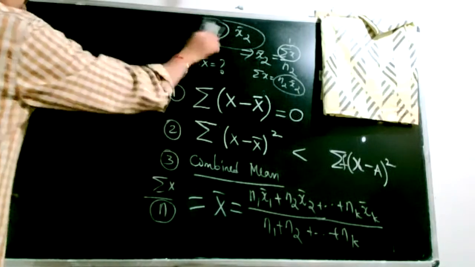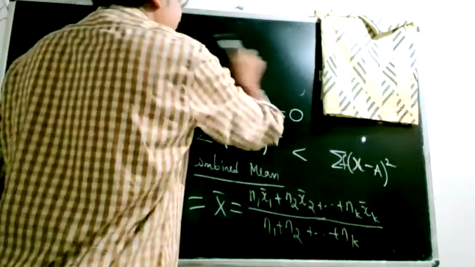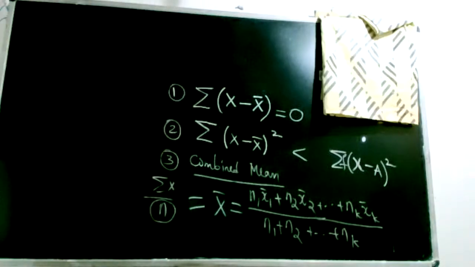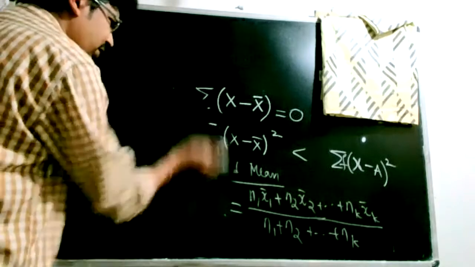So these are the three important properties of arithmetic mean. Let us look into some numerical problems on obtaining AM as well as median and mode, and then we'll look into the next set of measures.